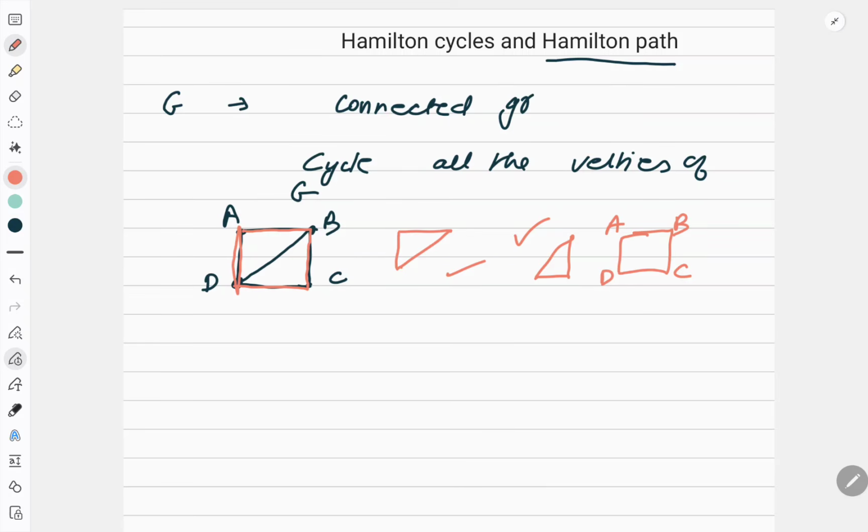I told you, if there is a connected graph G and there is a path including all the vertices, then it is called the Hamiltonian path. So if I talk about the same graph, what will be the Hamiltonian path? I want to cover all the vertices, right? And for a path, I don't have a restriction that I should start with one and come back to the same one. So this is a Hamiltonian path. If this is A, B, C, D, this is a Hamiltonian path. Even if I make it like this, it is a Hamiltonian path because I am covering all the 4 vertices and it is a path. Correct.